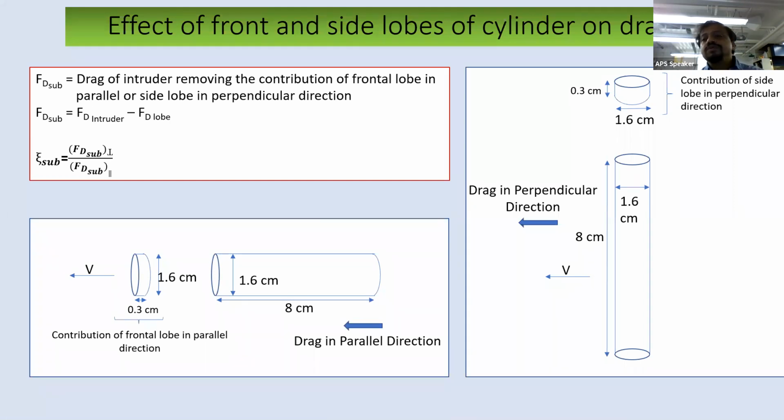Similarly, we also found the contribution of the side lobe in the case of the perpendicular direction. The side lobe also, you can imagine as a very thin slice having the diameter of the cylinder, and the length is very small. So here also we find the torque of that thin slice in the perpendicular direction. Then both these slice torques were deducted from the original parallel torque and the perpendicular torque, and both of these subtracted values then give us the subtracted drag anisotropy.